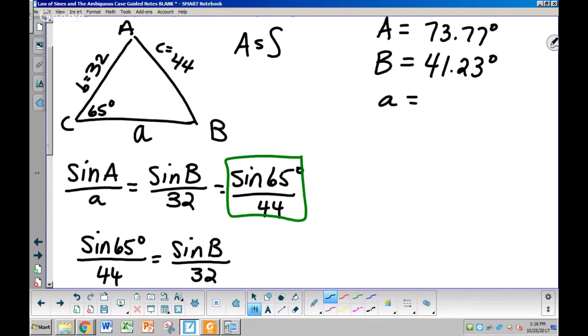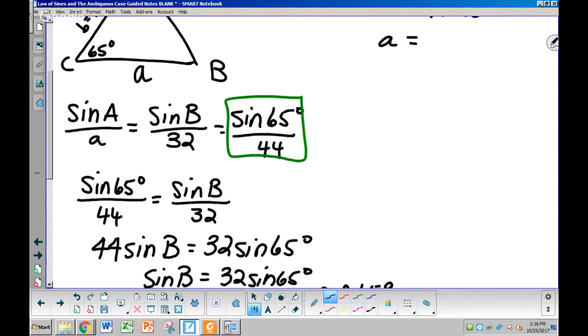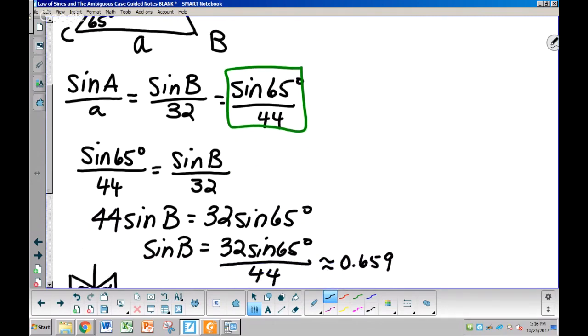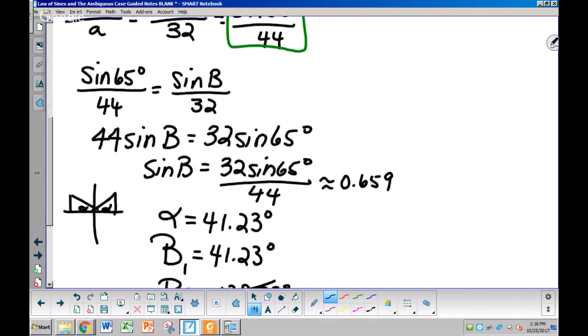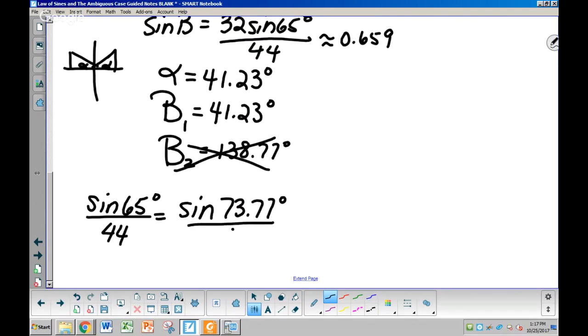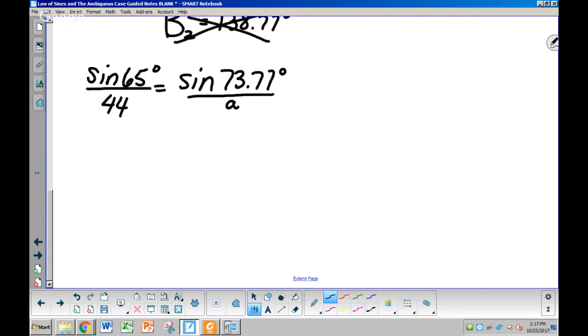little side A. Now, we're going to say the sine of, what's our go-to? We always go back to the go-to ratio, which is going to be the sine of 65 over 44 equals the sine of A, which we said was 73 point, what was it? 73.77 degrees over little side A.